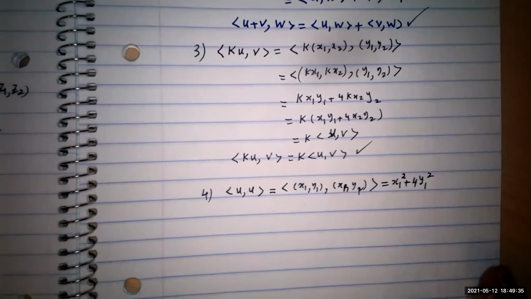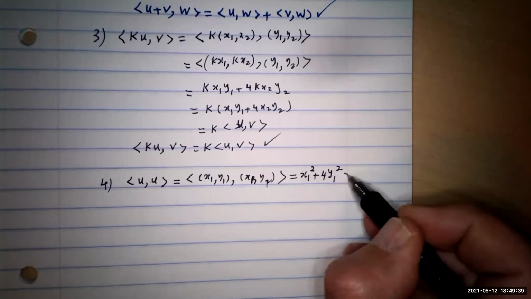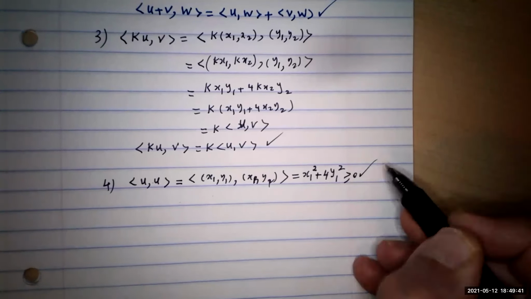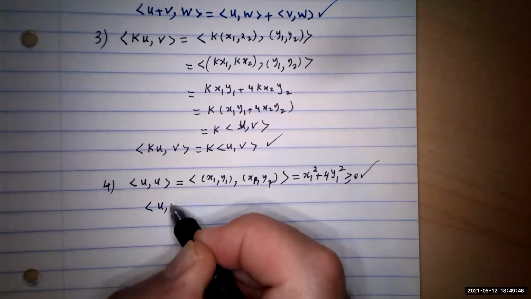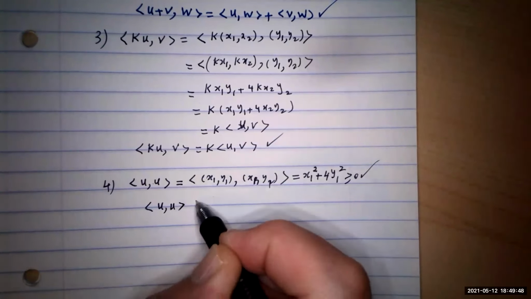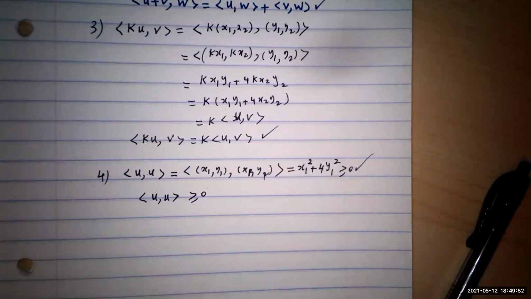They are just real numbers, so the squares of these numbers are going to be non-negative, so this is going to be greater than or equal to 0. So you prove that the inner product of u with u is going to be greater than or equal to 0. Okay, and one more.